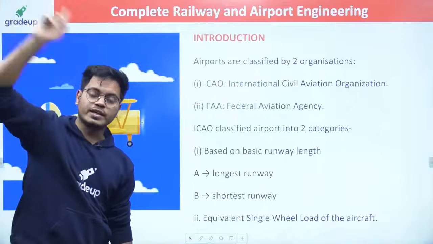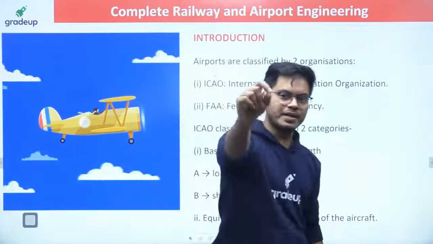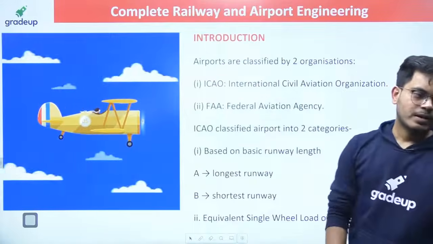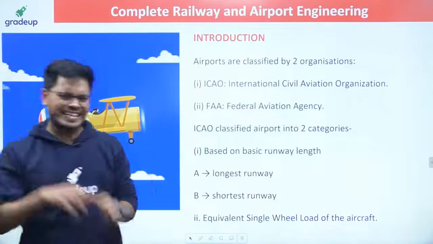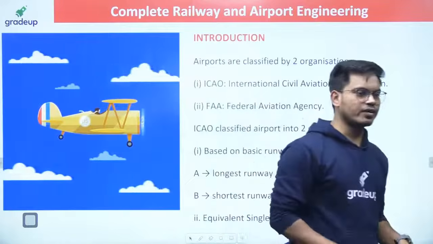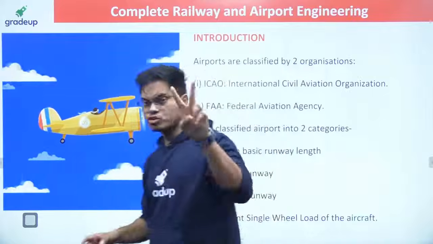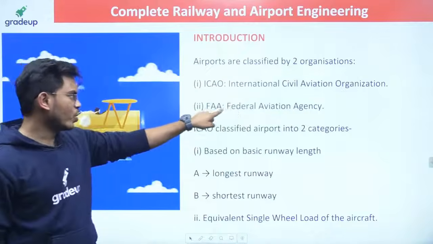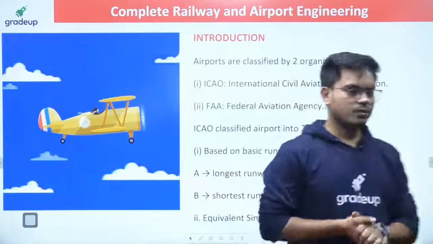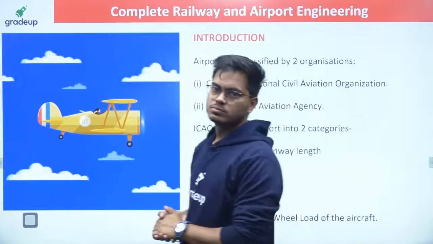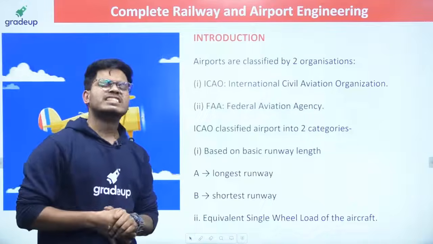In our highway engineering, which organization is very important? Everybody, in the comment box, write down that name. Which organization is taking care of most of the things in highway engineering? Here, these two organizations are: one is ICAO, the International Civil Aviation Organization, and the second is the Federal Aviation Agency. Quickly respond, everybody. Yes, that is the Indian Road Congress.